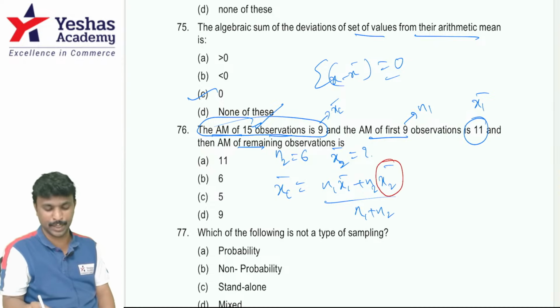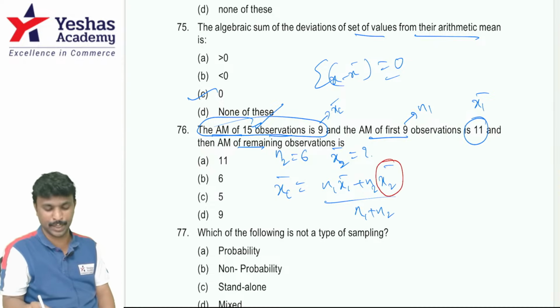Guys, moving on to the next question. Question number 79. If a card is drawn at random from a pack of 52 cards, what is the chance of getting a spade or an ace? How many events are there? Two events. Spade is one event, I'll take it as A. Ace is another event, I'll take it as B. What separates the two events? Or means union. So P of A union B is what I need to find. It's P of A plus P of B minus P of A intersection B.